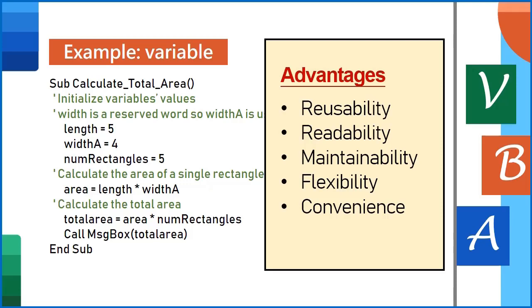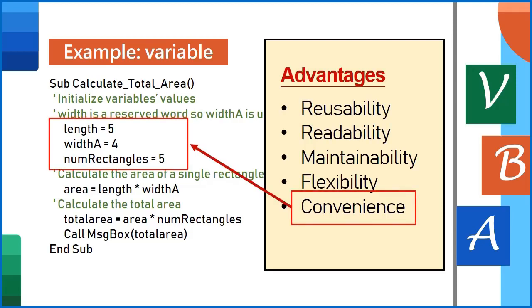The third point is maintainability. If you need to change a value, you only need to change it in the place where the variable is defined rather than in every place the value is used. 4. Flexibility. Variables can hold different values at different times, which makes your code more flexible. 5. Convenience. This is a natural result of the above factors. When variables are used effectively, they can make your code more reusable, readable, maintainable, and flexible. This, in turn, makes your code more convenient to use and manage.